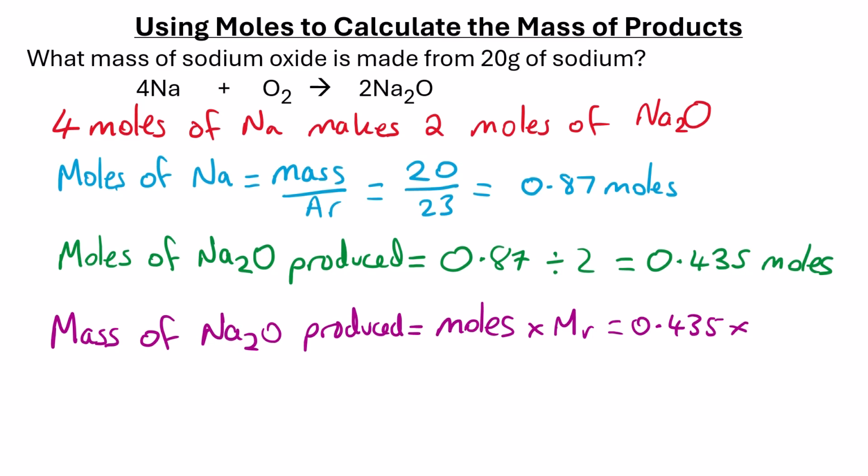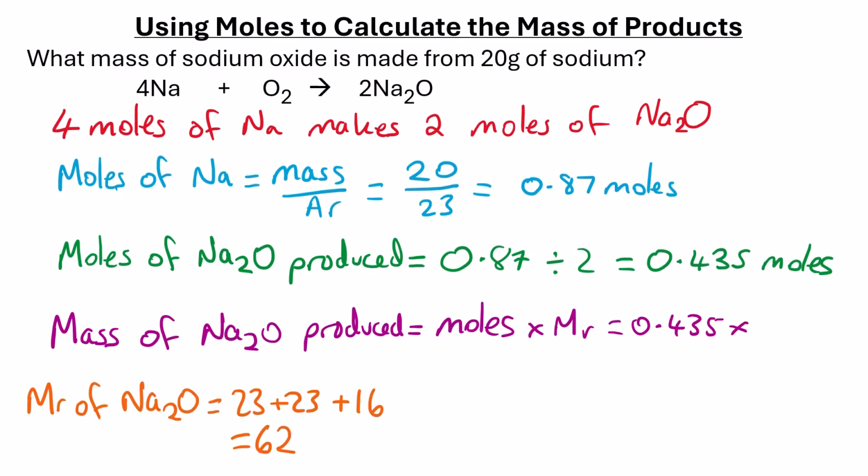But now at this point we need to work out the formula mass or relative molecular mass of sodium oxide. So that's going to be 23 plus 23 for the mass numbers of both sodiums, plus 16 for the mass number of oxygen, and that comes to 62. We put that into our previous equation, mass is moles times Mr, and that gives us an answer of 26.97 grams.